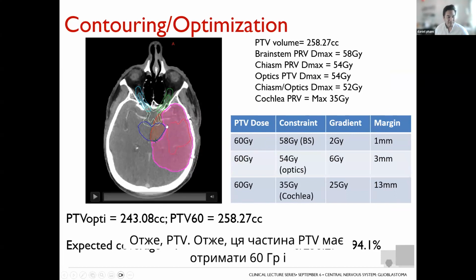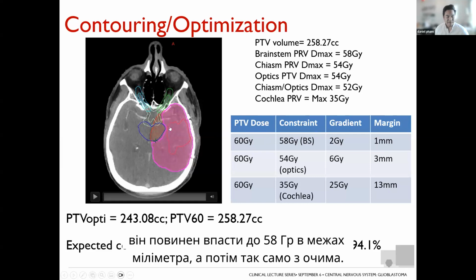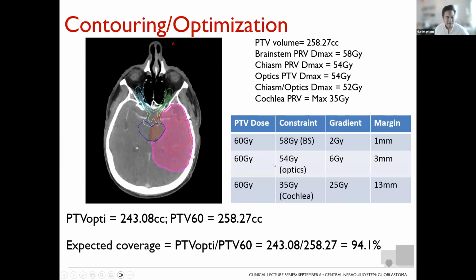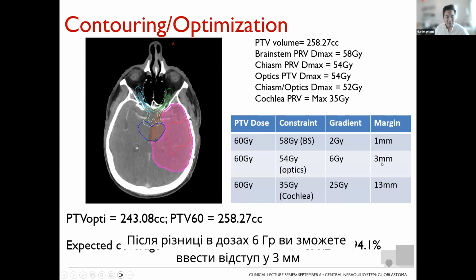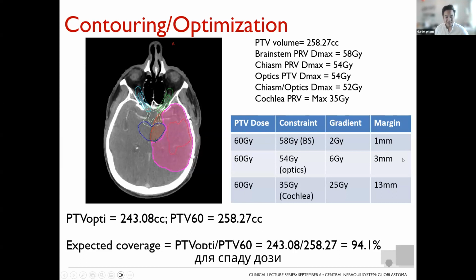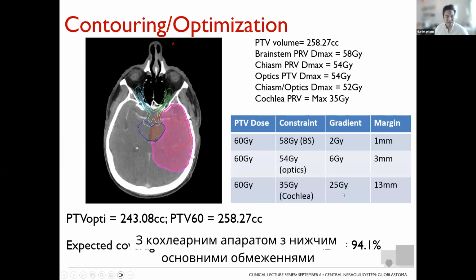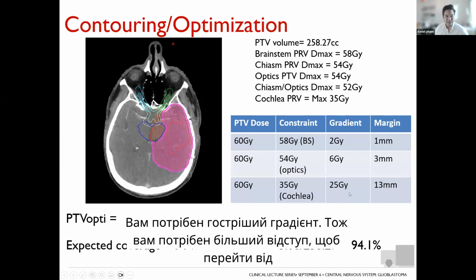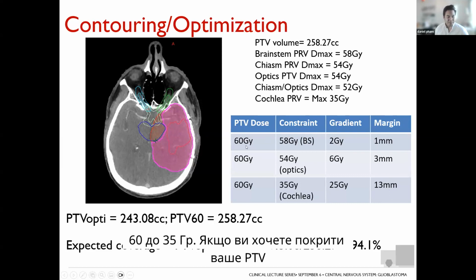So this part of the PTV should get 60 gray, and it should drop to 58 gray within a millimeter. And then same with the optics. If there's a dose difference of 6 gray, then you should be able to put in a margin of 3 millimeters to facilitate the dose falloff. And with the cochlea with a lower max dose constraint, you need a steeper dose gradient. So you need a larger margin to get from 60 gray to 35 gray.